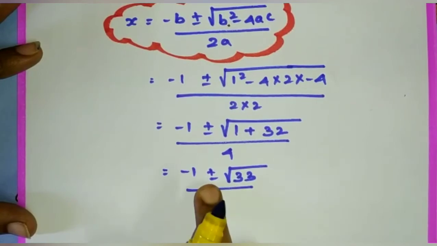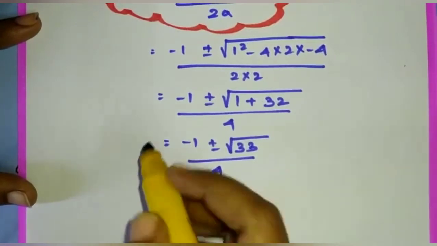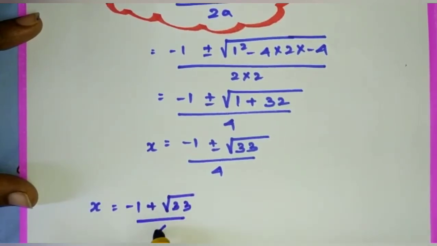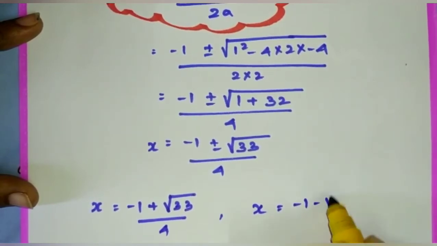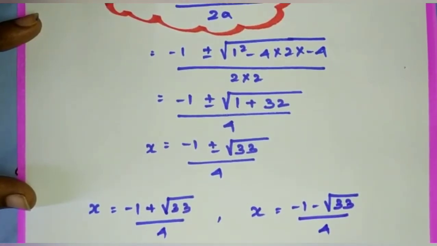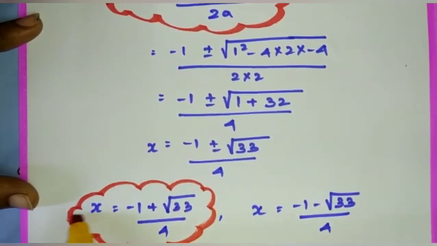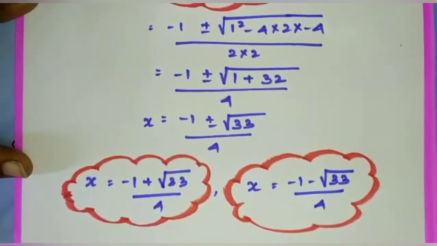One root you have to write with a positive sign and another root with a negative sign. This is the answer. One root is x is equal to minus 1 plus root 33 divided by 4 and x is equal to minus 1 minus root 33 divided by 4. Clear? This is the two distinct real roots. We got two distinct real roots, one with a positive sign and another one with a negative sign.